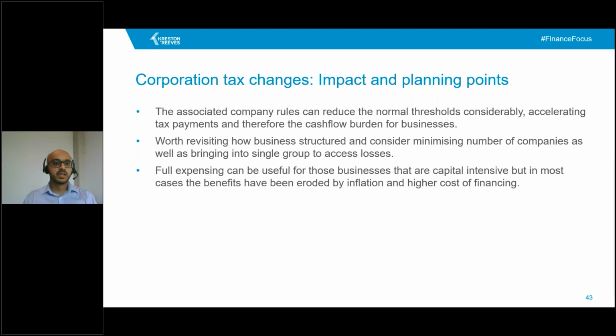So how do these changes impact your business, and what are some planning points to think of? The introduction of the associated company rules, as I previously mentioned, means in some cases the normal thresholds are reduced considerably, accelerating tax payments to HMRC and therefore the cash flow burden to businesses.